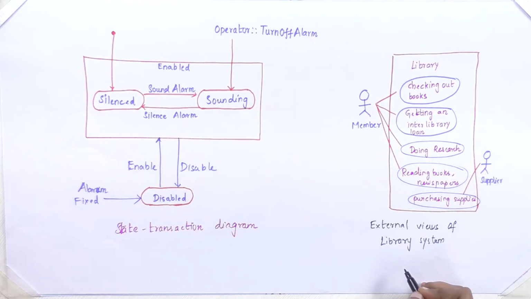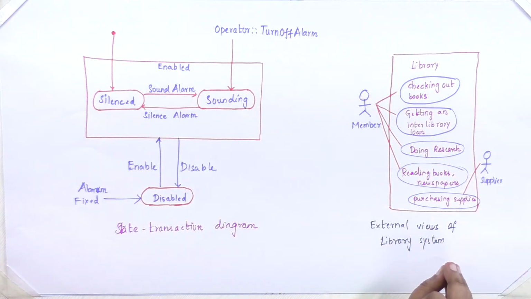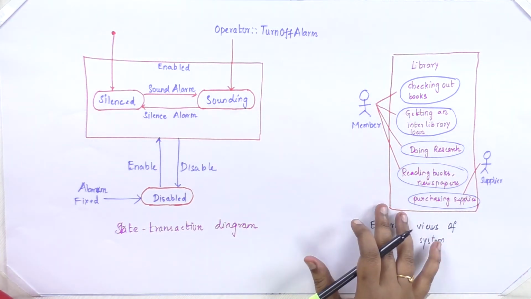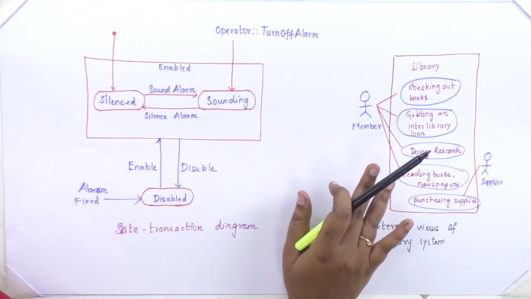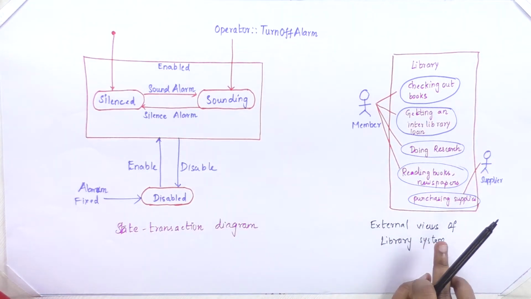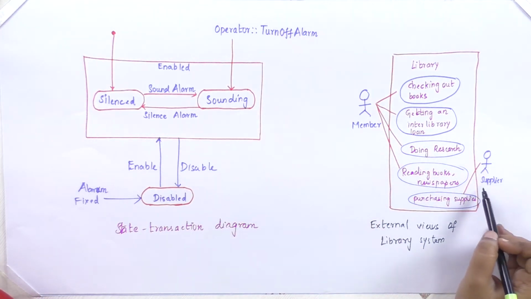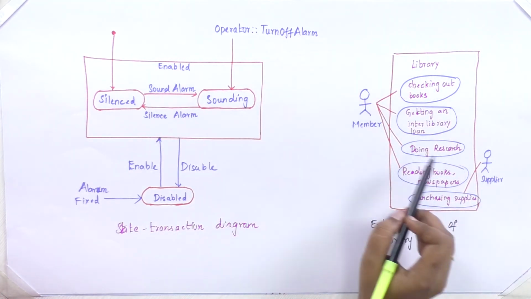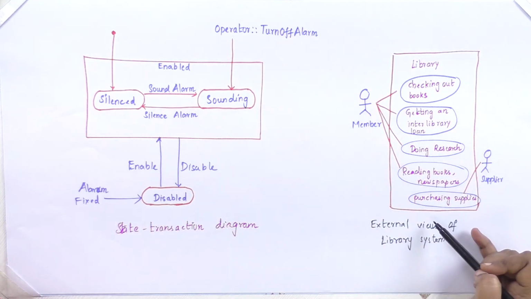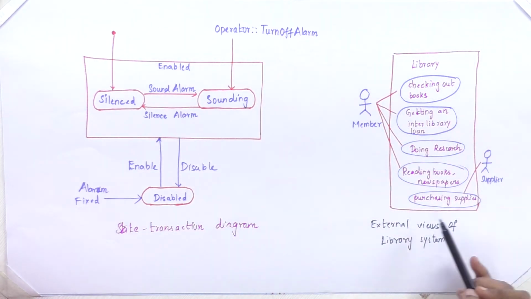Jacobson methodology widely uses the use case model. What is a use case model? A use case model describes the communication between a user and a system. Let us take an example of a library system. Here this is one use case diagram for a library system. The user of the library is called a member here, and the librarian who is supplying the books is called a supplier here. Member and supplier are the actors. This diagram represents how these actors will communicate with the library system software.